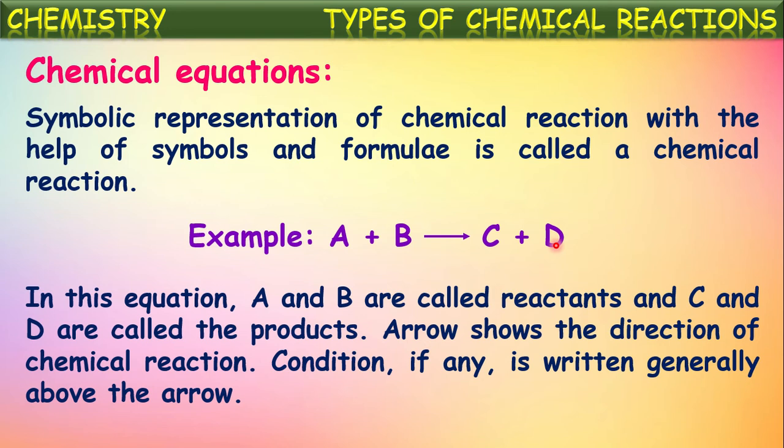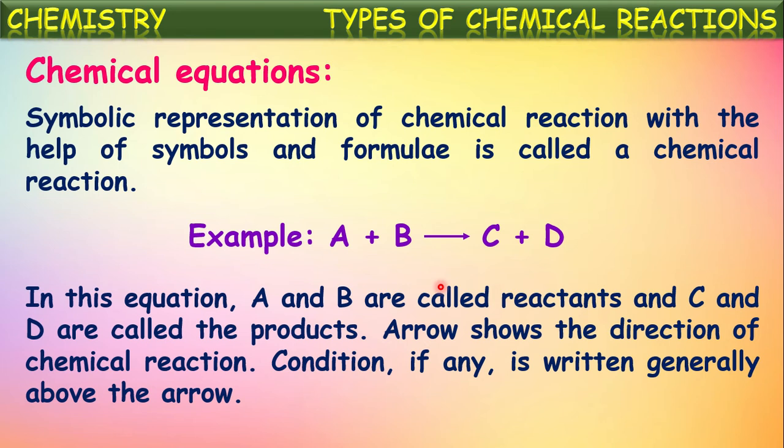In certain chemical reactions, certain extra conditions will be needed, like heating, electricity, or light. Even certain catalysts will be needed for the formation of new products. Whatever conditions there are in a chemical reaction, those are mentioned on this arrow mark. For example, here A and B react with each other on heating to form C and D. Then a triangle is mentioned on this arrow mark, which represents that heating is necessary in this reaction.